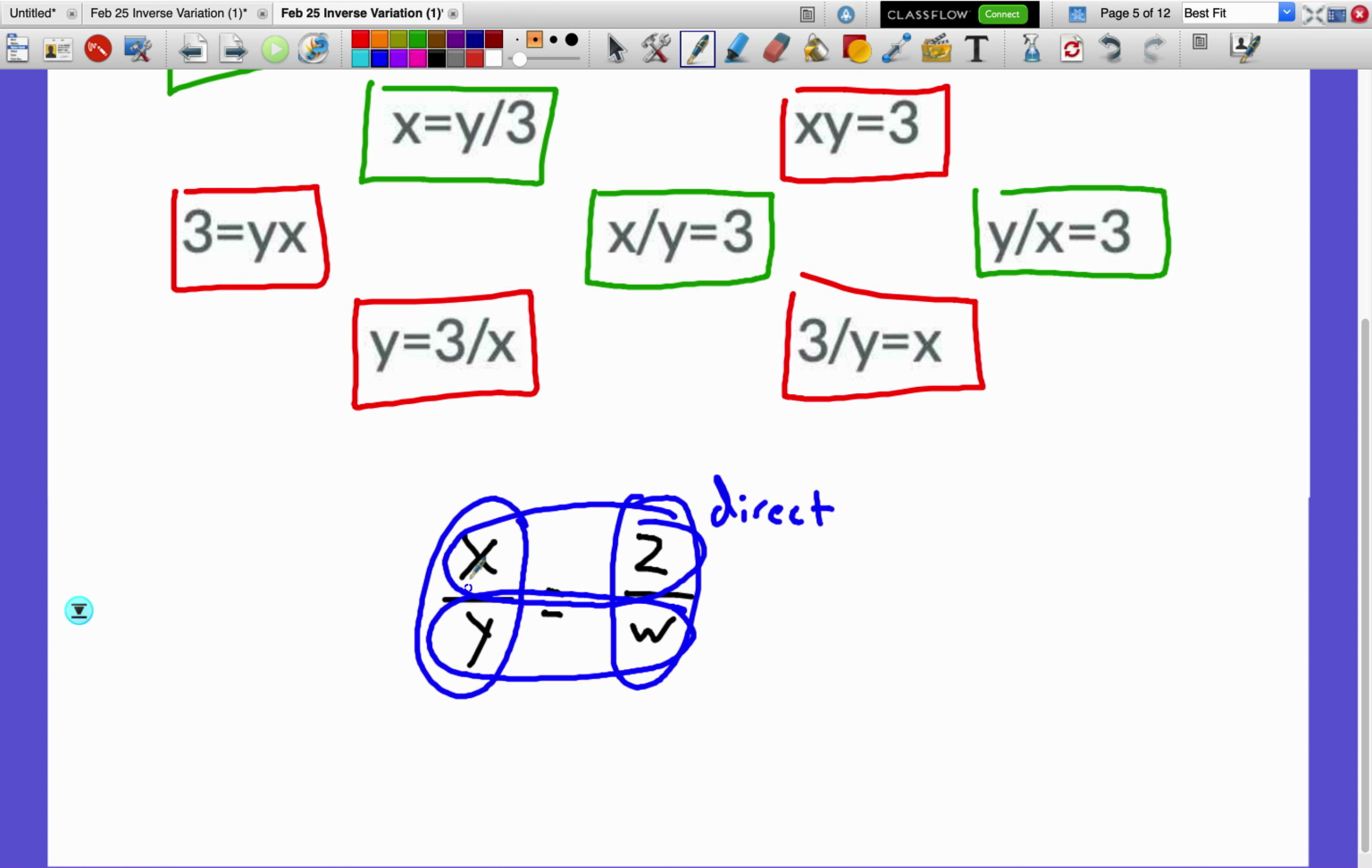So if x increases, z increases. If x increases, y increases. Now, if your variables end up diagonal from one another, that's when you get inverse variation. So that's inverse. And if one increases, the other one will have to decrease to compensate. The other spot that we see inverse is if two variables are right next to each other. So if I've got an x, y together in a fraction, that's inverse.